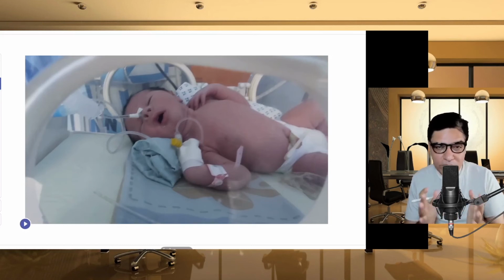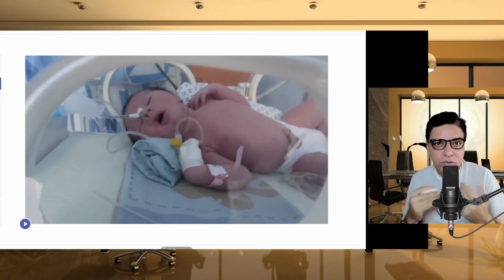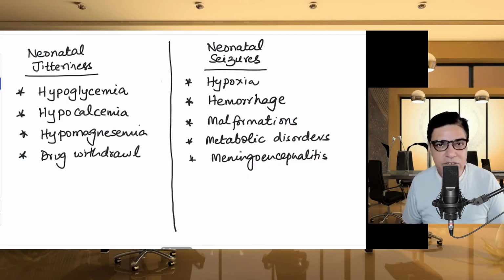So that is how you will differentiate between jitteriness and neonatal seizures. Now, coming down to the causes, what causes neonatal jitteriness and what causes neonatal seizures? The causes are many, but let me make it simple for you. For neonatal jitteriness, remember 3H and 1D. As far as the most important causes are concerned, 3H and 1D.